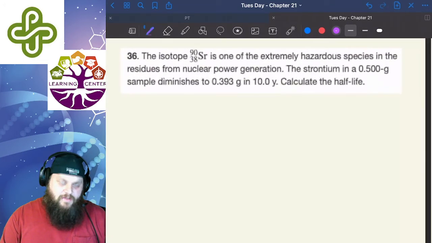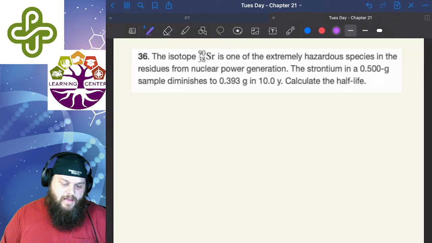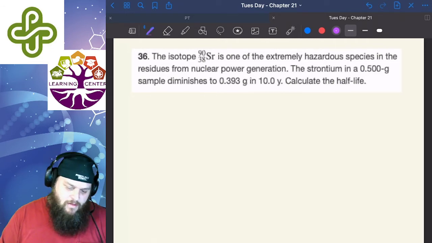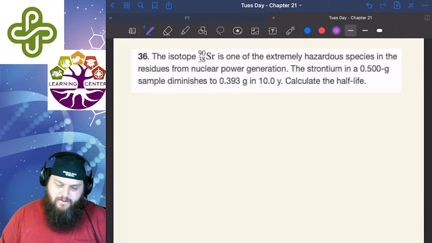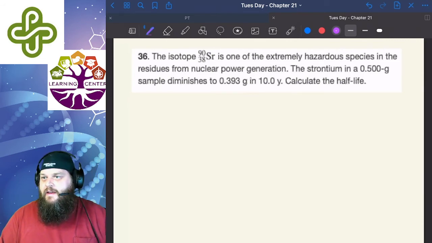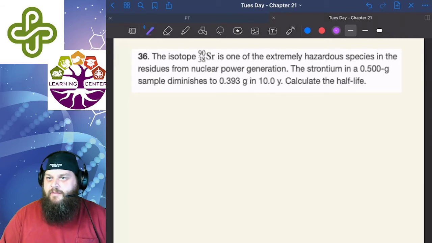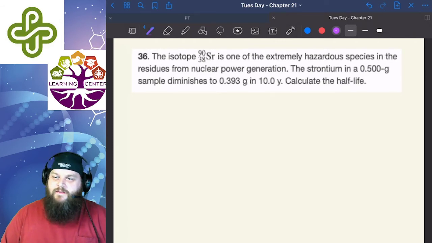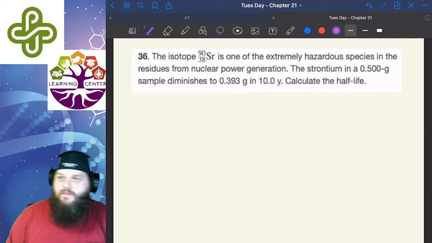The next problem is we have the isotope strontium-90. It's one of the extremely hazardous species in the residues from nuclear power generation. The strontium in 0.5 gram samples diminishes to 0.393 grams in 10 years. Calculate the half-life. So they're telling us the initial mass of strontium and the final mass of the strontium, and how much it diminishes to in 10 years.